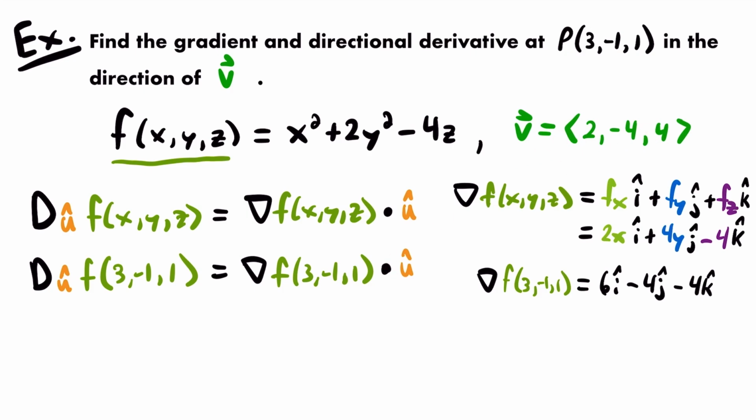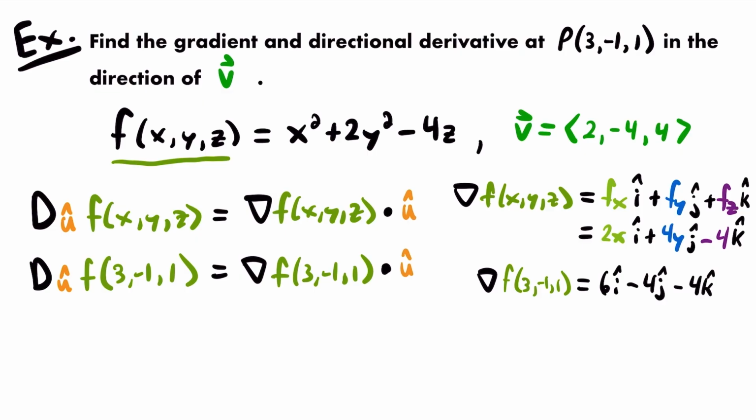We are given a vector that we want to find the directional derivative in the direction of, but we don't know if that's a unit vector or not, so we do want to check that. We want to calculate the magnitude of that vector. If it's 1, then it's a unit vector, and we can use its components as they are in this dot product. But if the magnitude is not 1, then we want to divide that vector by its magnitude, and that will give us the unit vector that we want.